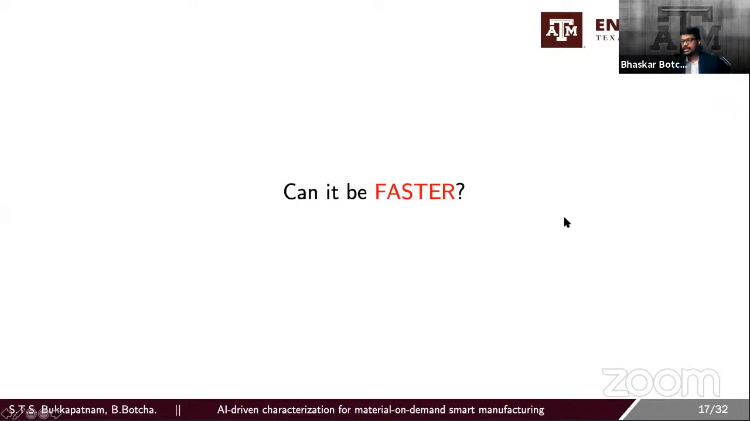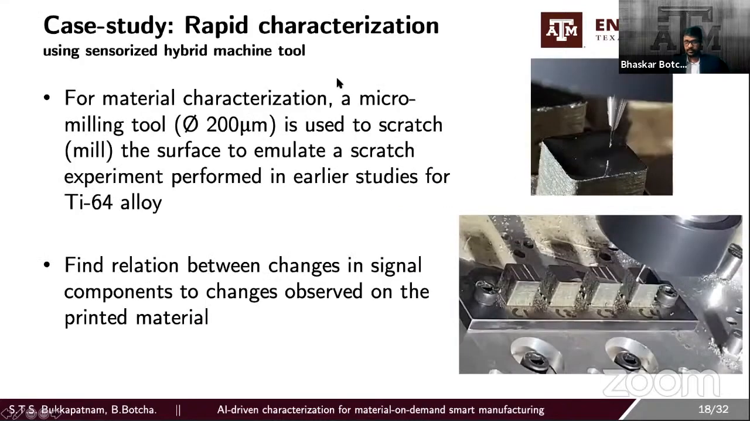So this particular process, again, let's ask the question, can it be faster? By faster, what I mean is, as I said, this is a traditional way of characterization and a traditional way of finding out the properties of the particular material, like the nano hardness values. But can it be faster, and how can it be faster? That's where our experiments and where we are using this particular hybrid machine tool comes in.